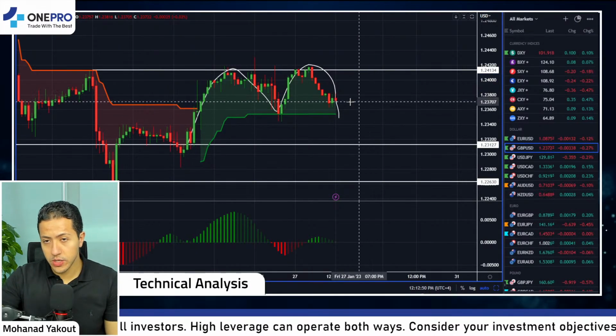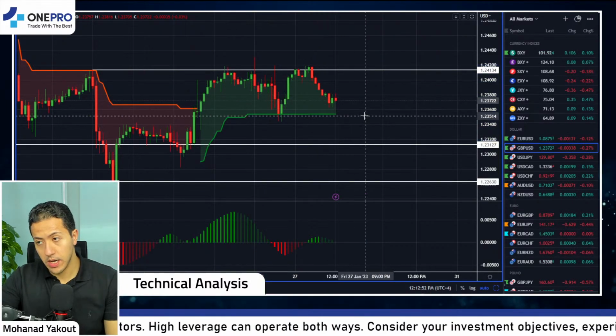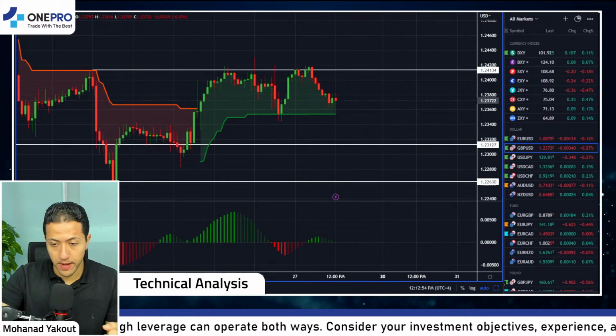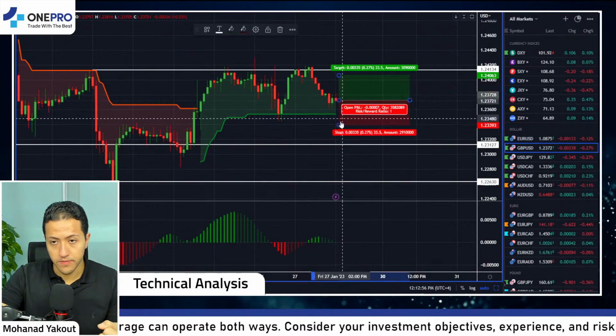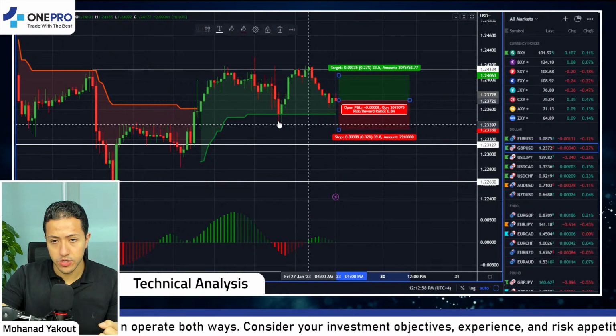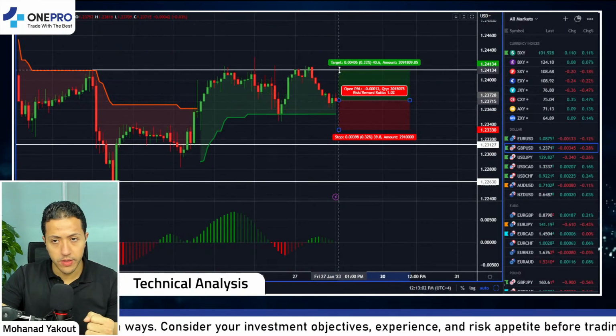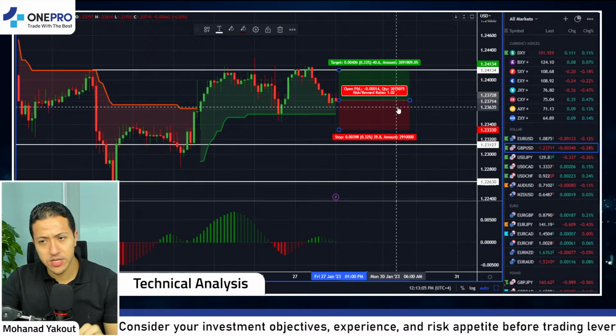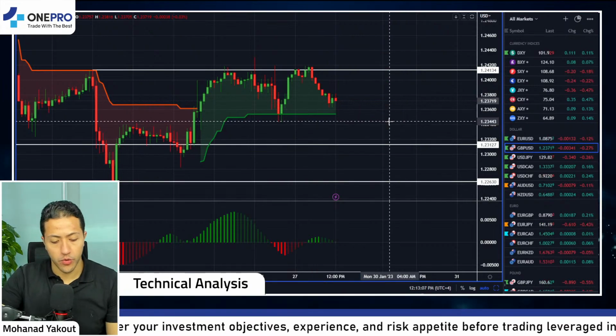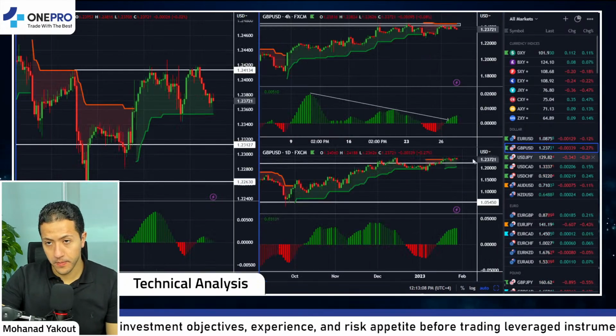If you are willing to go and buy the pound versus the dollar, your stop should be just below this support with enough room for the prices to breathe. And it's just a tight one-to-one reward to risk ratio.